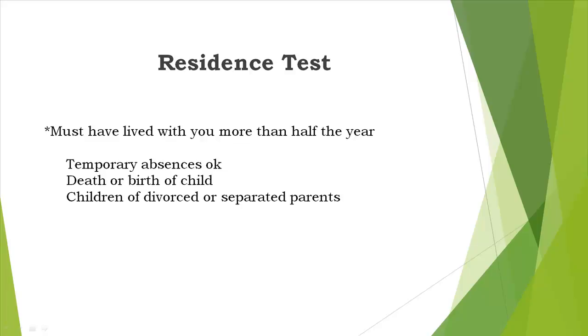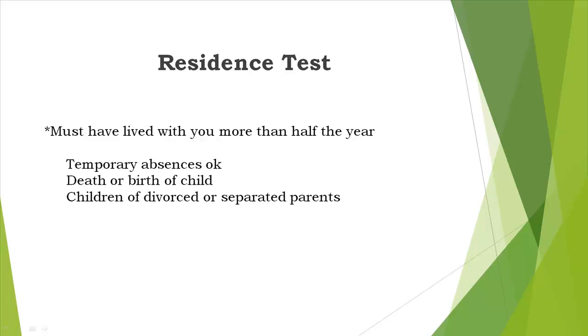Death and birth of a child. If you have a child that dies in the year, you can still claim that child. If the child dies, God forbid, on January 2nd, you can still claim the child as if the child were alive all year. And the same would be true if you gave birth to a child. If you gave birth to a child on December 31st, you can claim that child as if the child had been living with you for the entire year. So death and birth of a child.